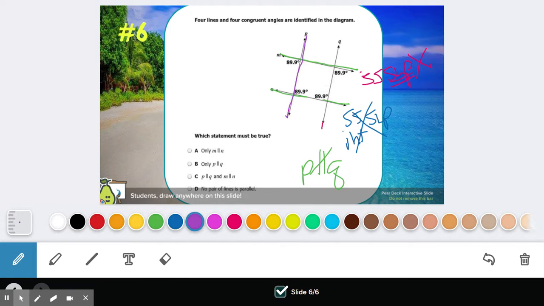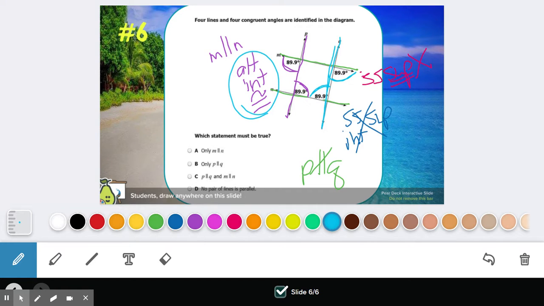So if I look at P, I've got the 89.9 and the 89.9. They are alternate interior. Those alternate interior angles should be congruent, and they are congruent. So M is parallel to N. M is parallel to N. If I look over here on Q, we've got an angle here and an angle here. They are also same side interior. Same side interior should be congruent. Those blue angles are congruent, so M and N are parallel, right?